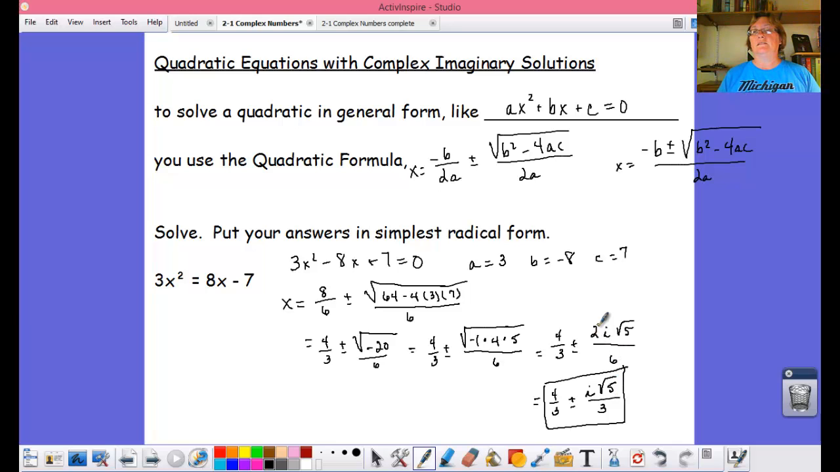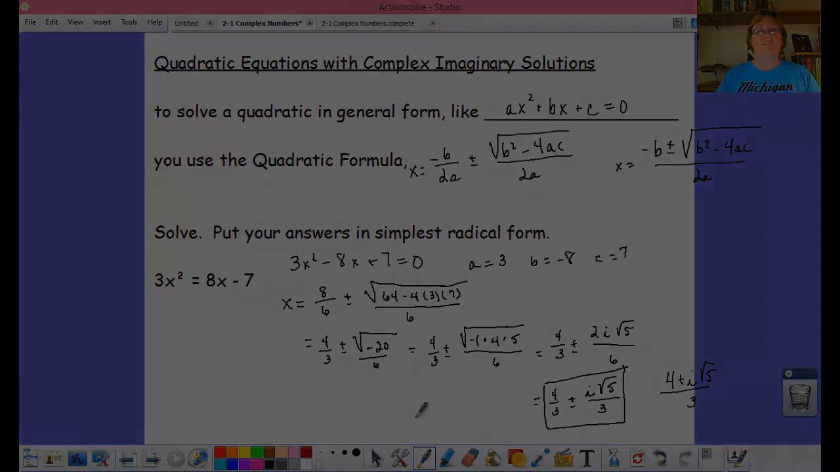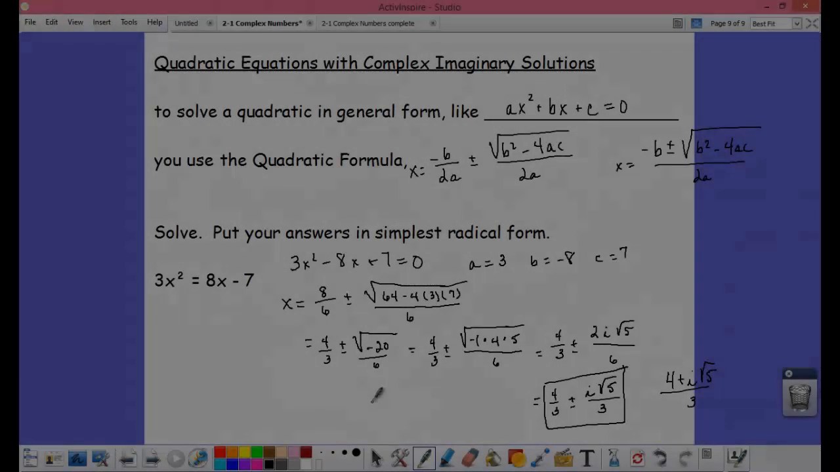However, this is all hooked with multiply, so that's when you can cancel, and you can cancel that 2 into the 6. So the final answer in its simplest radical form should be 4 over 3 plus or minus i times the square root of 5 over 3. Of course, you may have written it like this: 4 plus i root 5 all over 3 means the same thing, okay, both the same. All right, that's going to give us something to think about, and we'll talk about it in school tomorrow.